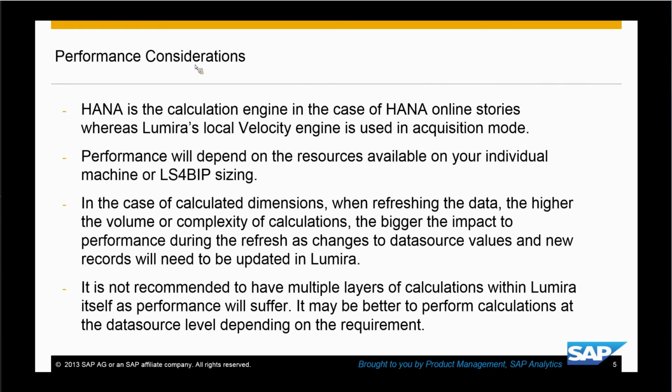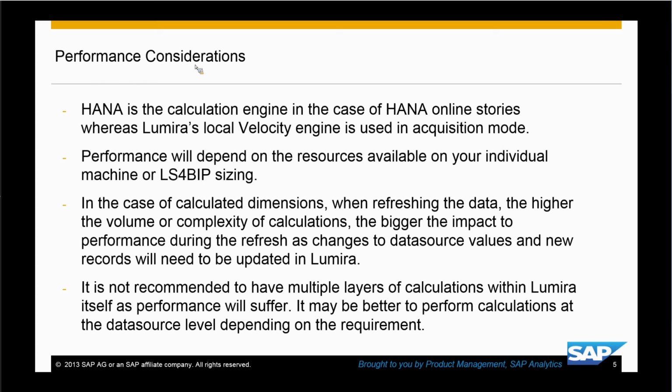And then some of the performance considerations. Working with some customers, if you're using HANA Online, HANA becomes the calculation engine in the case of HANA Online stories. Whereas in Lumira, the local velocity engine is used in acquisition mode. What I mean by acquisition mode is if I'm getting data from something like Excel or even from a universe, I'm actually acquiring the data. So the data is physically moving into Lumira. And that's why I'm able to manipulate on a per record basis.